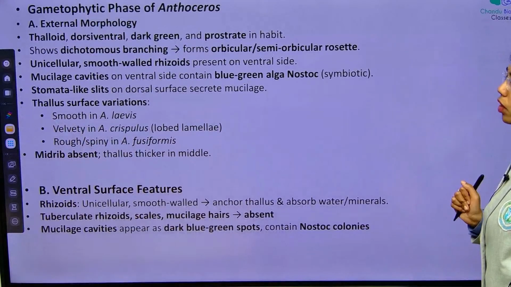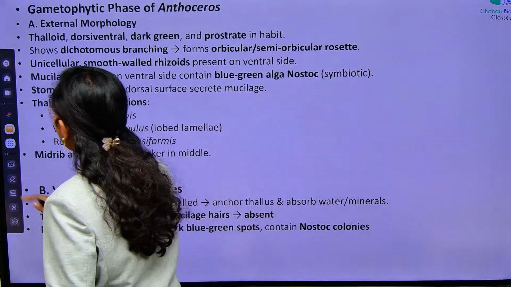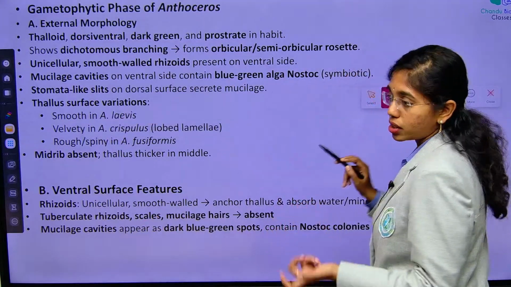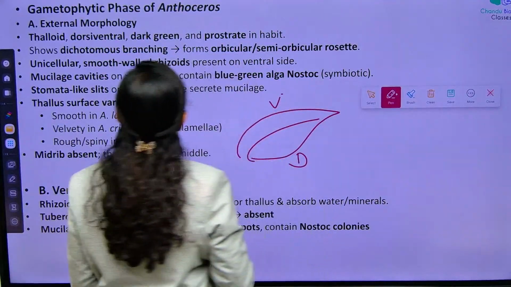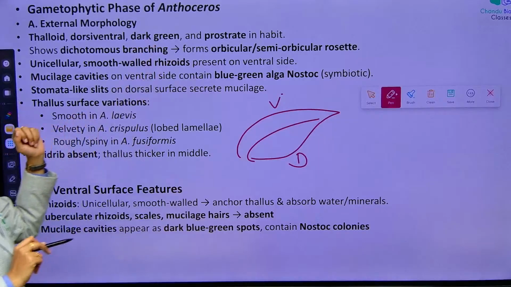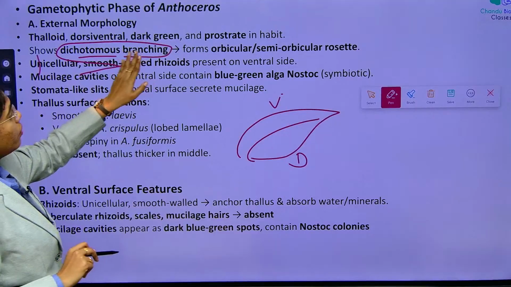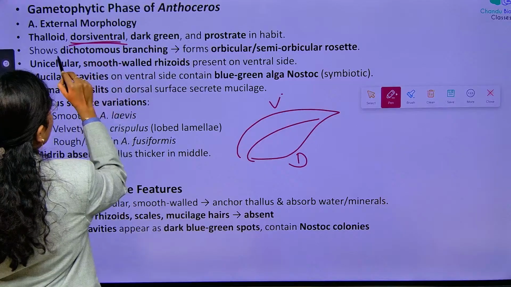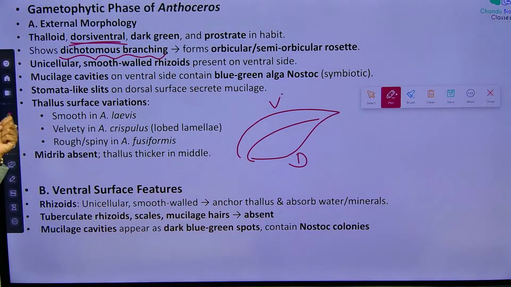Now look into the morphological structure. Anthoceros has both dorsal and ventral surfaces. The gametophyte is thalloid. It is dorsiventral. It is dark green and prostrate in habit. It shows dichotomous branching, same as in Marchantia, dorsiventral in arrangement with dichotomous branching. This forms an orbicular or suborbicular rosette-like structure.